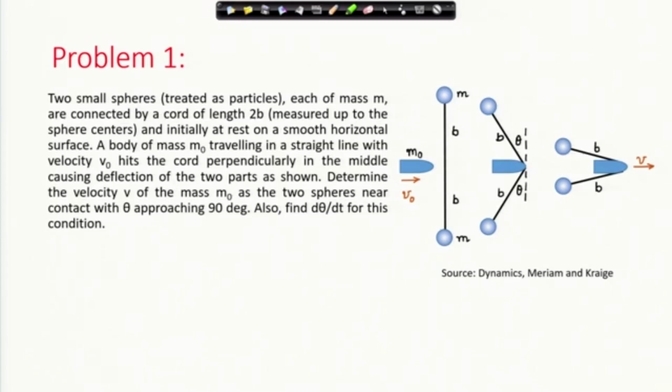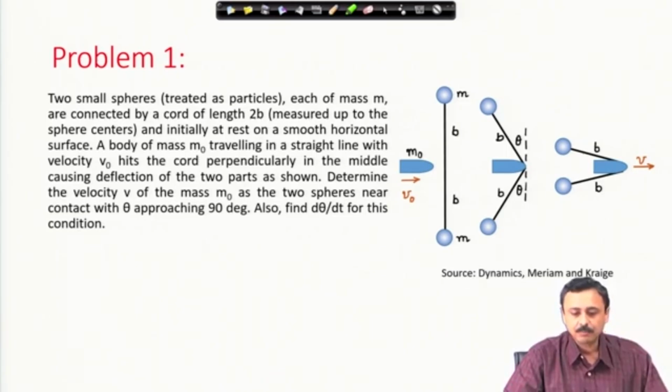So, what is shown is, once this body of mass m naught, which is coming at a velocity v naught, hits the cord, the cord starts wrapping on that moving mass. Determine the velocity v of the mass m naught as the two spheres come close to contact. That means these two spheres, as shown in the rightmost figure, will be moving close together and will come in contact. So, when theta approaches 90 degrees, where theta is defined in the second figure, these two spheres will come and collide. So, we have to find the velocity v of the mass m naught as the two spheres near contact, with theta approaching 90 degrees. Also find d theta dt for this condition.